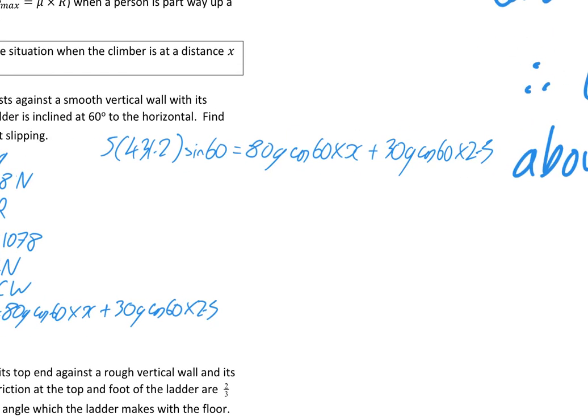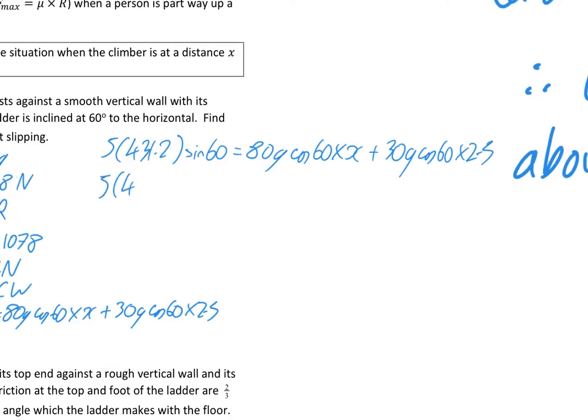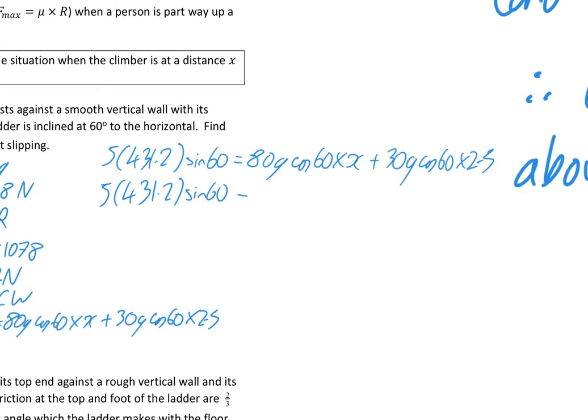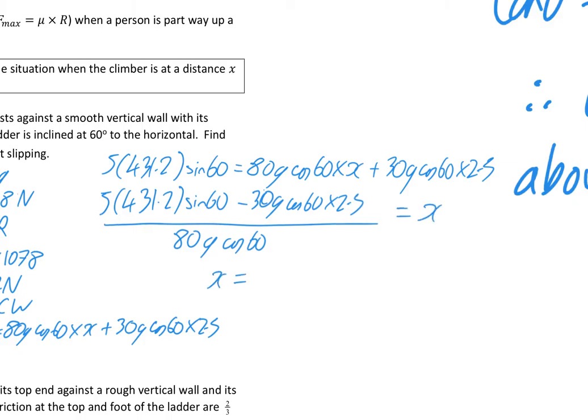Okay, so we can tidy this up. It's a bit of a mess here, but you can do this. Your calculator can do this all. So do 5 times 431.2 times sine 60. We'd bring the 30G cos 60 times 2.5 across, and then that whole thing divides by 80G cos of 60, and that will give me my X. So you can get your X then, and your X is 3.83 meters to 3 significant figures. Okay, and that's it done.